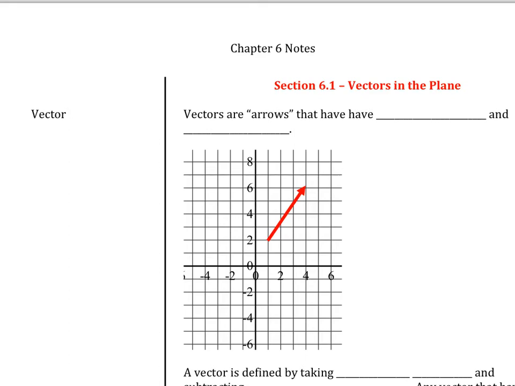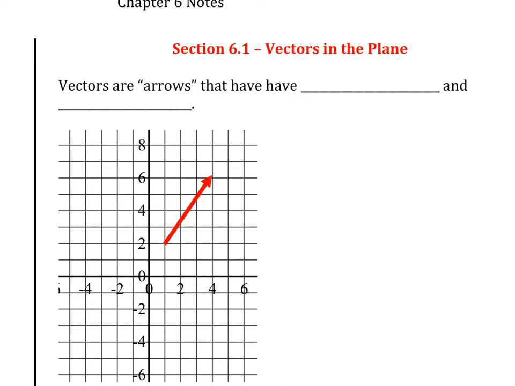Okay, so section 6.1. For the first few sections, we're going to talk about vectors. And then the next section after that, we're going to do things that are similar to vectors, but not quite. I assume that you have not seen vectors before, so we're going to start from the very beginning.